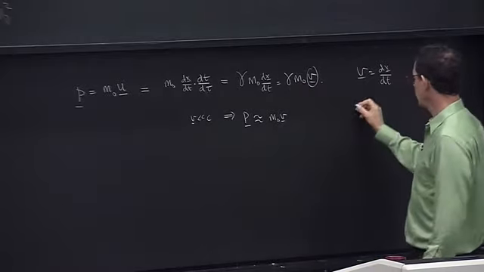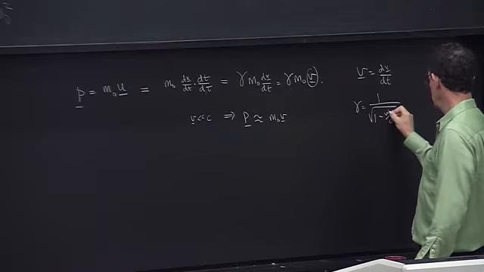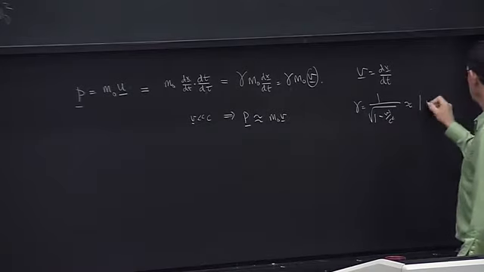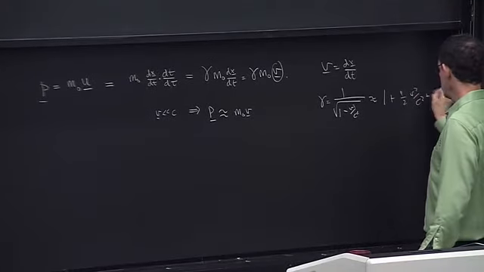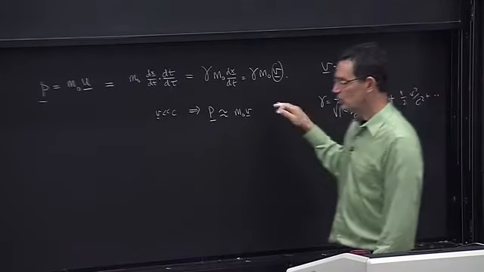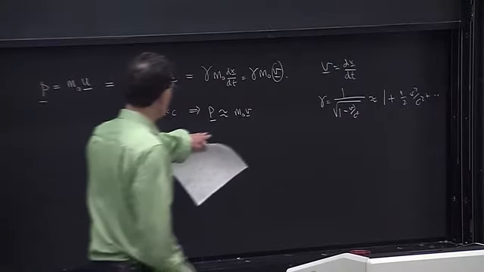right? Because this gamma factor is 1 over root 1 minus v squared over c squared, which is approximately 1 plus 1/2 v squared over c squared plus ... if v is small. So to order v cubed in this case, this formula is correct.